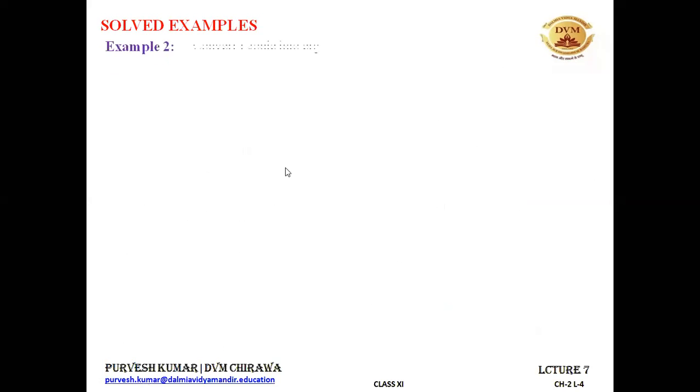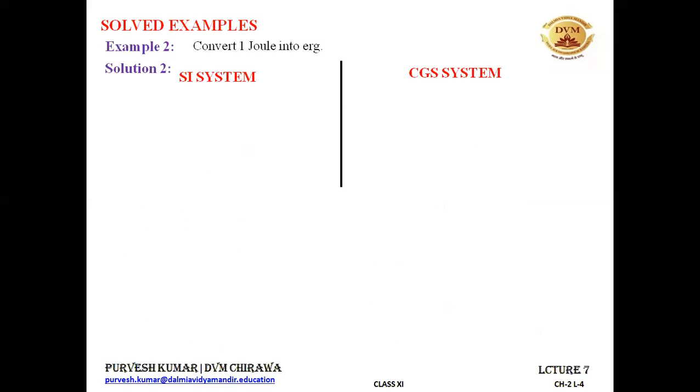Example number 2, it says convert 1 joule to erg. All right. So we know joule is the SI unit of energy and erg is the CGS unit of energy. So we need to convert SI system to CGS system, and the numerical value given to us is 1. So we'll be proceeding in the same manner. Always make 2 columns like this. Towards the 1 column, write the first system, that is SI system in this case, and towards the second column, I have to write the second system, and in this case it is CGS system.